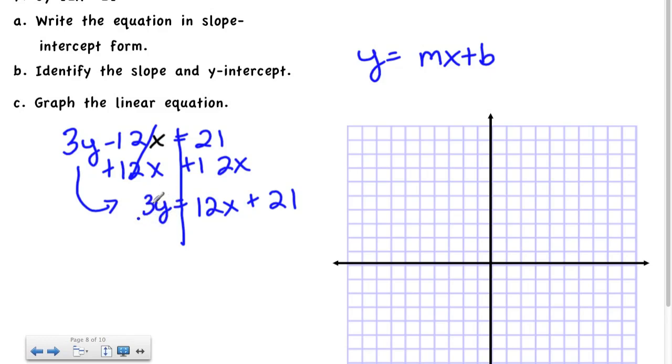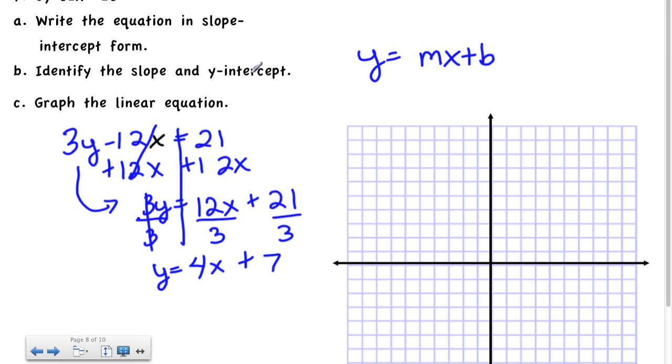So these are multiplying, so we're going to do the opposite, which is dividing. And if you divide on one side by 3, you've got to divide by 3 on both sides. So then you're left with y equals 12 divided by 3 is 4, and then you have your x, plus 21 divided by 3, which is 7. So now we have it in mx plus b form. So you're going to identify which one is your slope and which one is your y-intercept.